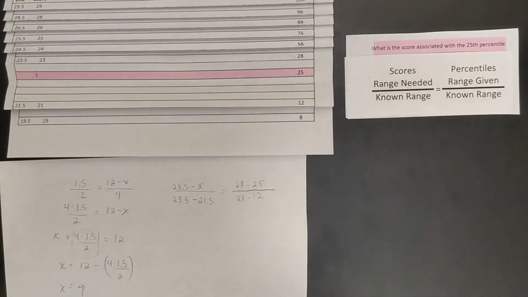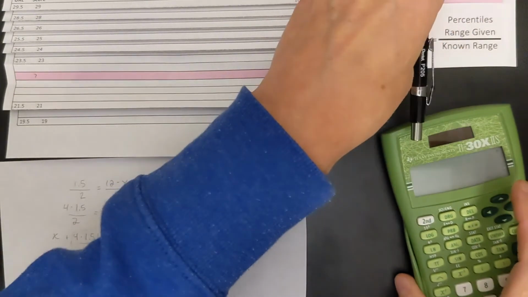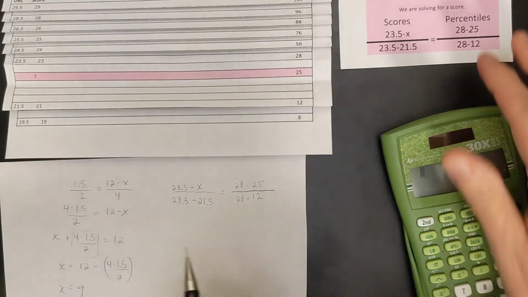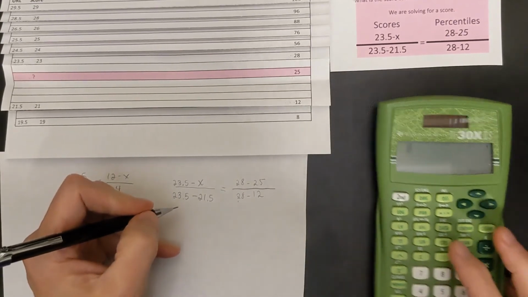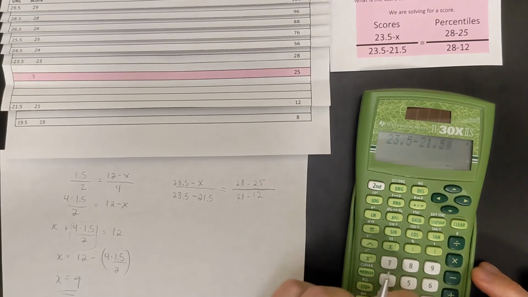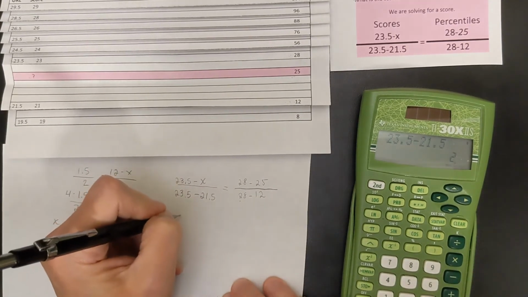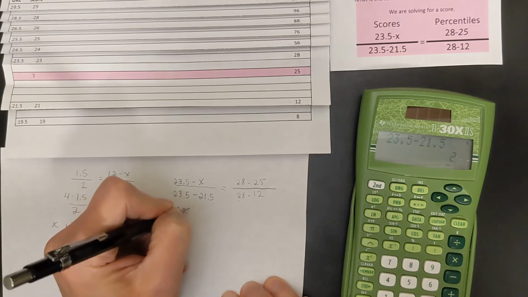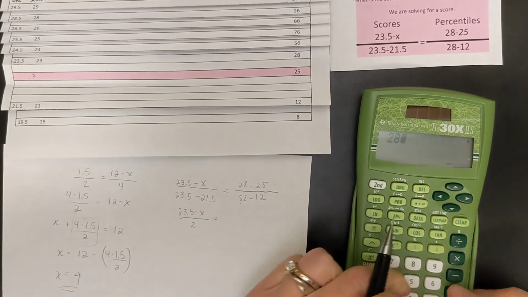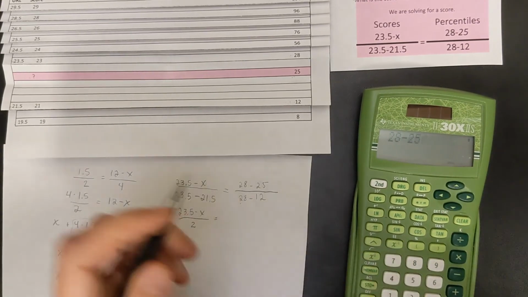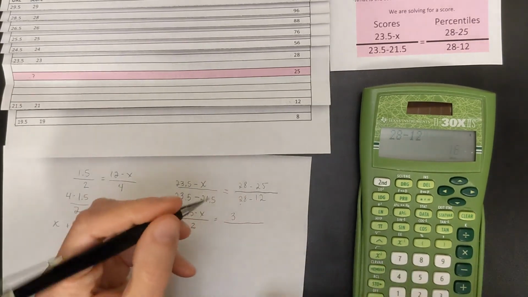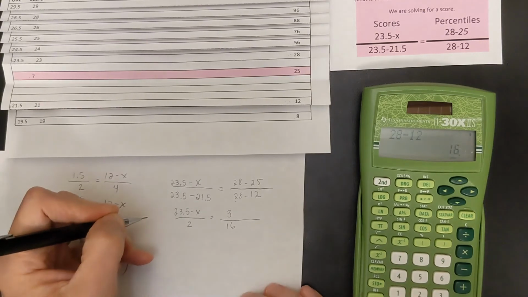Okay, so again, calculator. And here's this, so you can see it in a more legible form. Okay, so 23.5 minus 21.5 should be 2. So that's 23.5 minus x over 2 equals 28 minus 25, which should be 3, over 28 minus 12, which I can't do as fast in my head, 16.